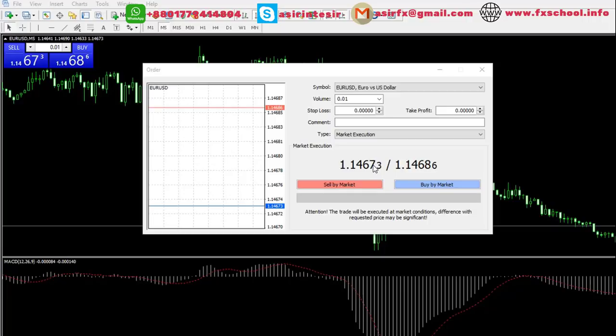Okay, now I am telling you what is the lot size, and what is the volume. So there you can see that there is a volume. So if you set 0.01, this is the lot size 0.01.